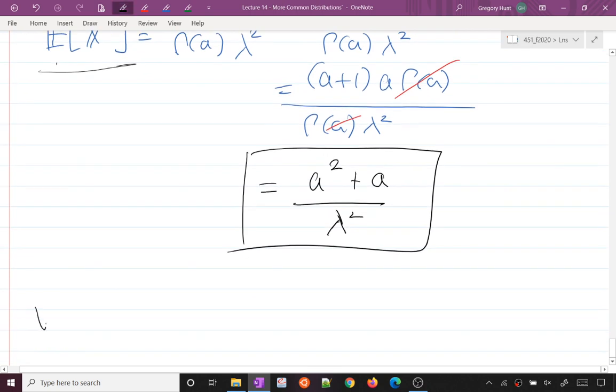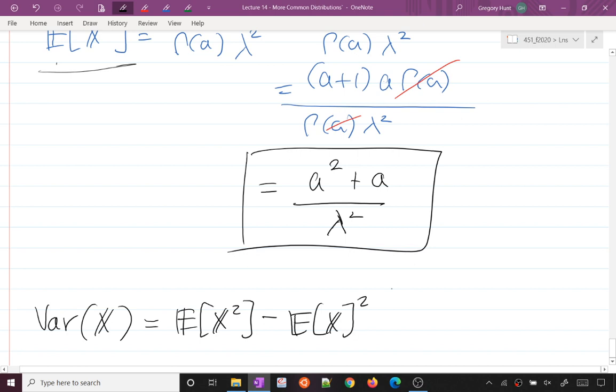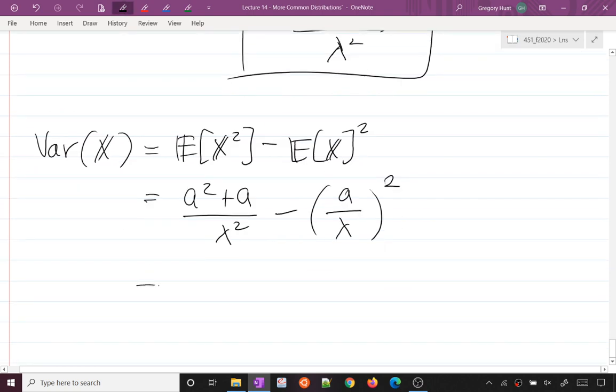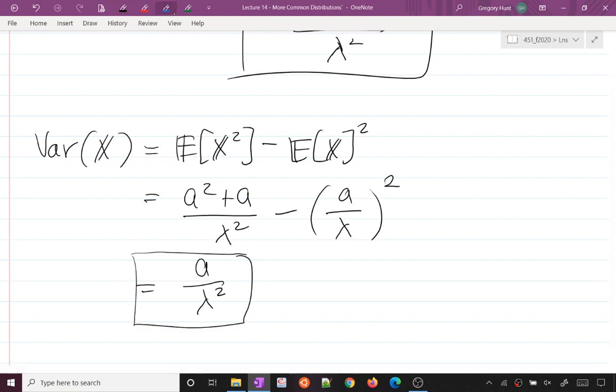What this allows me to do is I could, of course, calculate the variance of x. This would be by my shortcut formula, E of X squared minus the expected value of X quantity squared. Second moment here we said is a squared plus a over lambda squared, minus, and our first moment there was a over lambda quantity squared. What do we get? A over lambda squared.